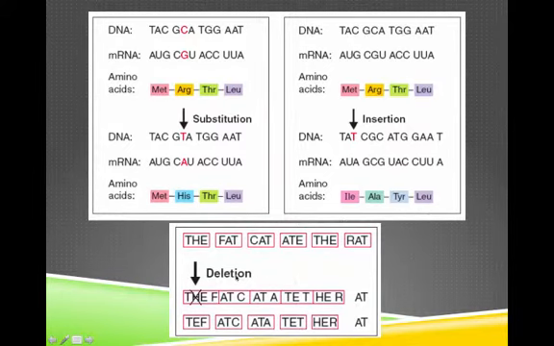Deletion is when one of the base pairs is actually removed. So if I had the sentence, for instance, the fat cat ate the rat, and I delete the first H, I start with something that I can't really translate into anything that makes sense. In other words, the information is hard to read.